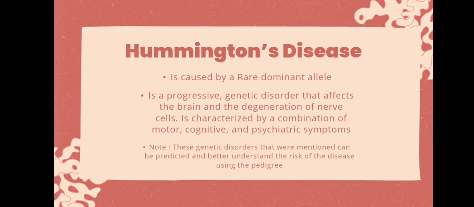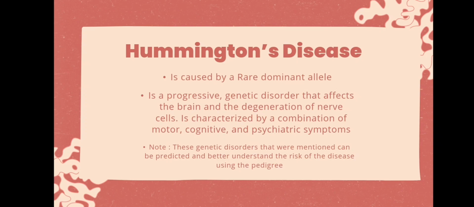Huntington's disease is a progressive genetic disorder that affects the brain and leads to the degeneration of nerve cells. It is characterized by a combination of motor, cognitive, and psychiatric symptoms. There is no effective treatment for Huntington's disease. Research into potential treatments and therapies is still ongoing, with the hope of one day finding a cure or more effective treatment for this devastating condition.